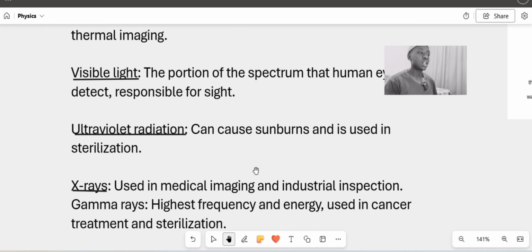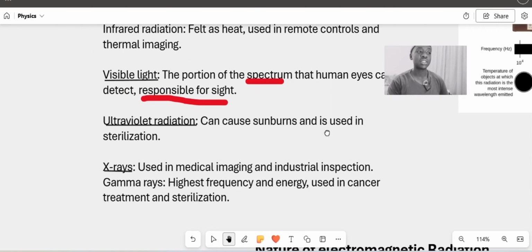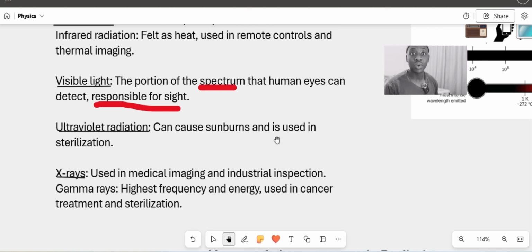Going to visible light. Visible light is the portion of the spectrum that the human eye can detect or respond to. As you know, light reflects on objects. That is the only way we can see things. Have you realized that when it's dark, when there's no light, your eyes cannot see what is in front of them, because there's no radiation, such as the sun, reflecting on top of those objects.